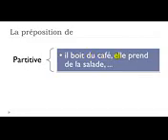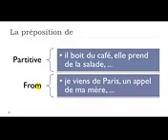Second example, elle prend de la salade. Prendre is to take, de la salade, some salad. So elle prend de la salade. The first use of this preposition de is this partitive concept. The second use will be the translation of from in English. A few examples.